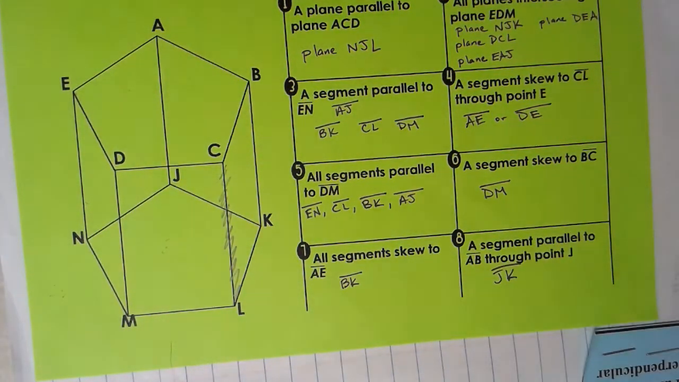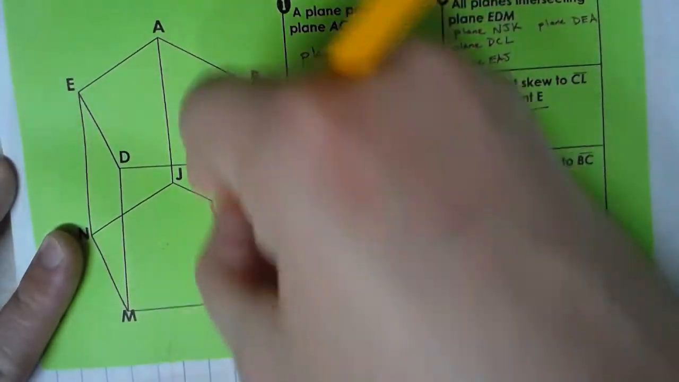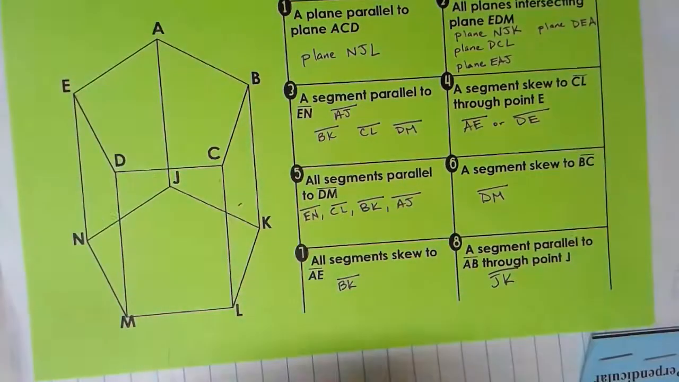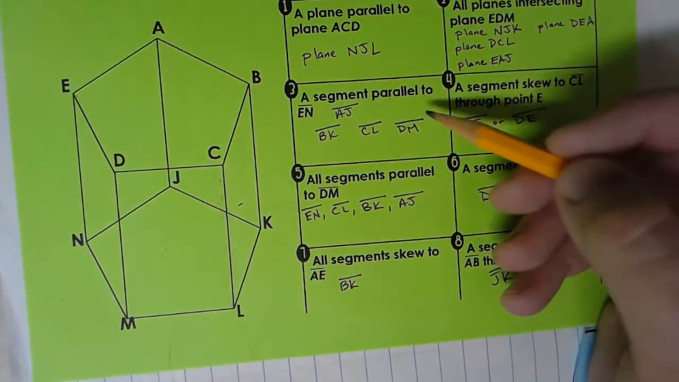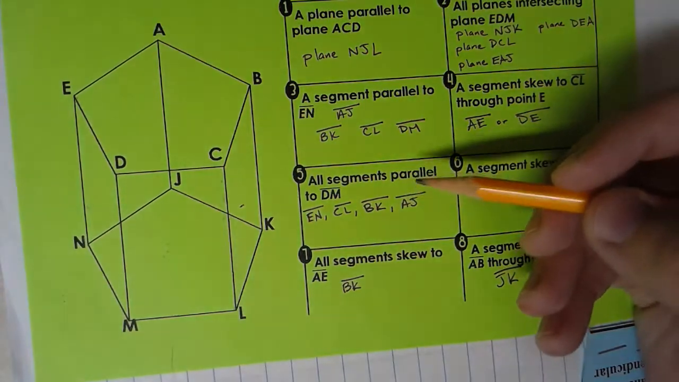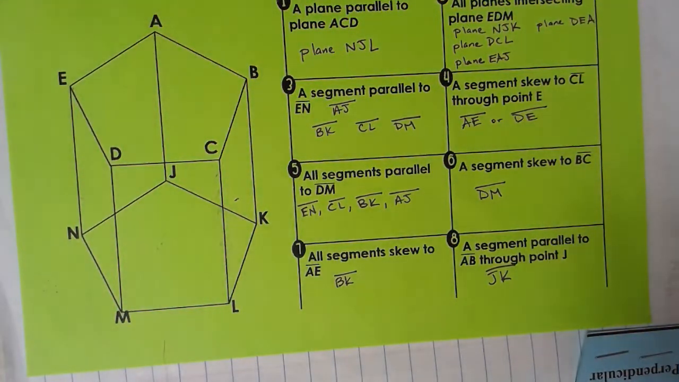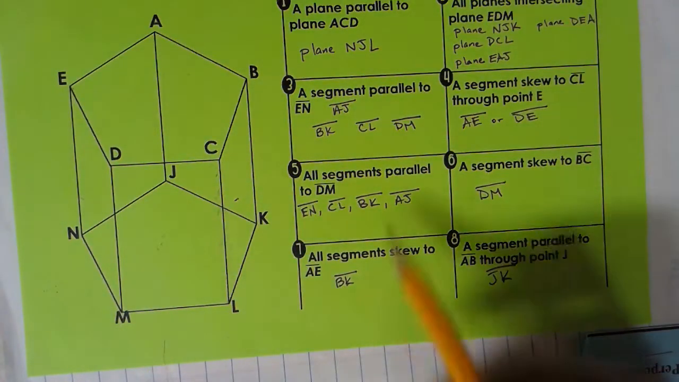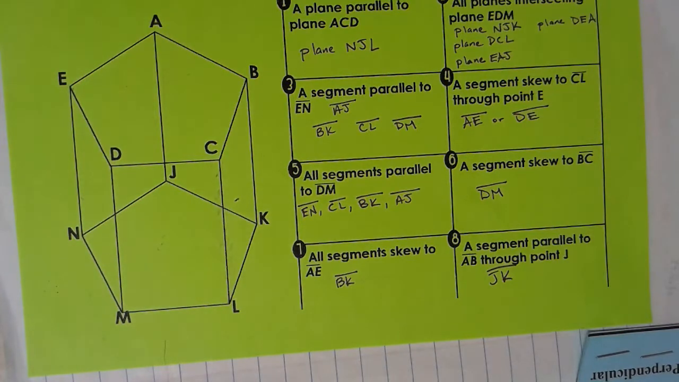All right, next up, number 5. All segments that are parallel to DM. DM is right here. If we wanted to name all of them parallel to it, we can basically just look back at number 3, because number 3 was a segment parallel to EN. Number 5 is all segments parallel to DM. DM and EM are parallel to one another, so we can just name all those lines. So EN, CL, BK, AJ.